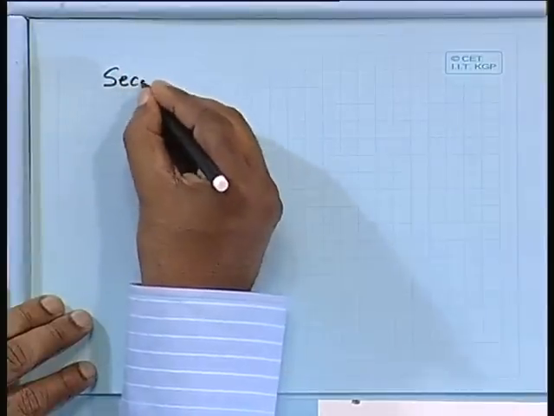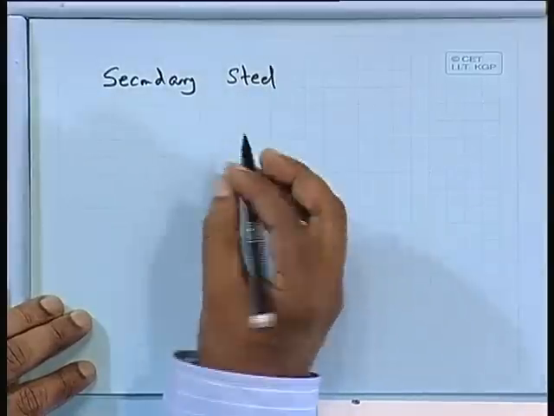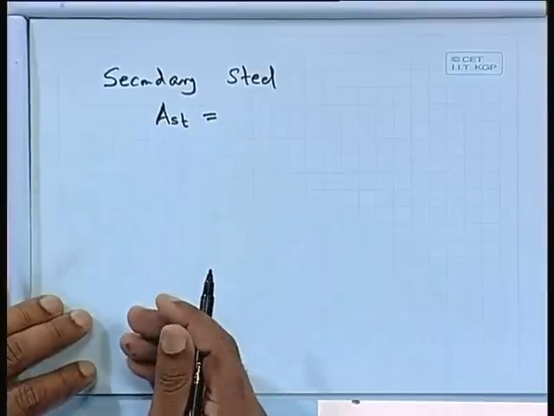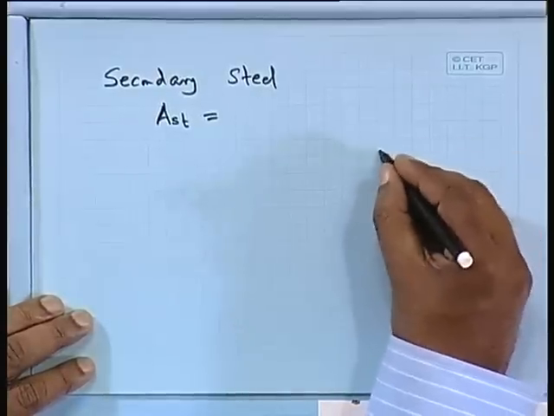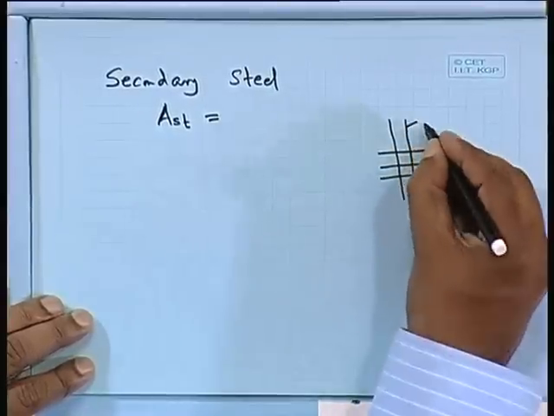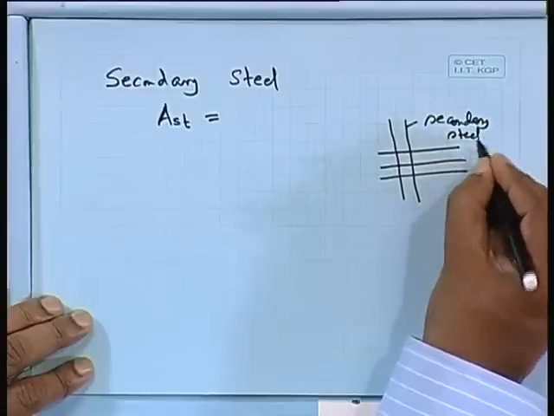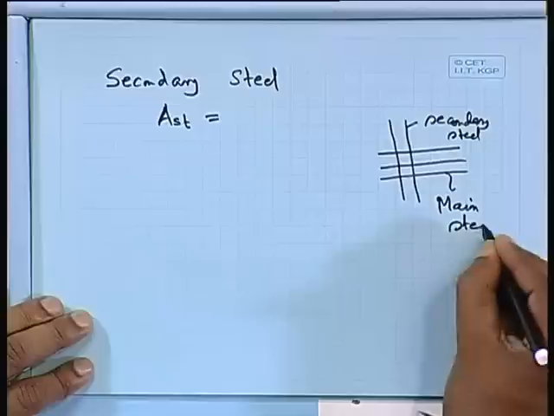Next, what about the secondary steel? Secondary means the other way. Whatever longitudinal steel we are providing along the span, the other side is the secondary steel, or we call it distribution steel, and this is the main steel which you compute on the basis of your bending moment.